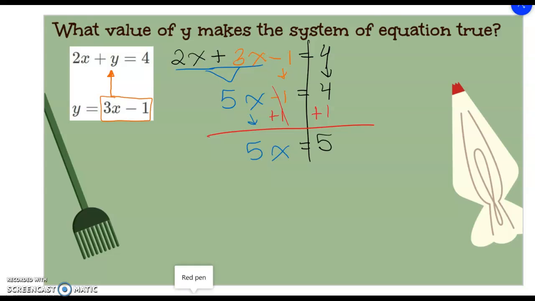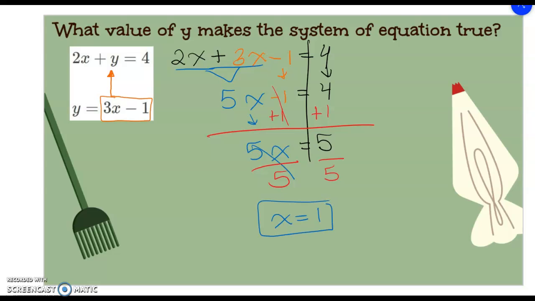Now you and your best friend are next to each other, you get in a fight, you break up, you're not besties anymore, so we have to divide by 5 on both sides. Because I need to get you away from your bestie. 5 divided by 5 is a 1.